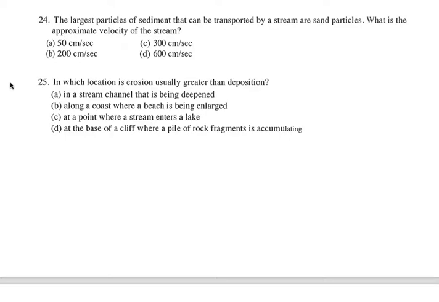24. The largest particles of sediment that can be transported by a stream are sand particles. What is the approximate velocity of the stream? Is it A, 50 centimeters per second, B, 200 centimeters per second, C, 300 centimeters per second, or D, 600 centimeters per second? You have to use the supplied stream velocity chart to answer this question.